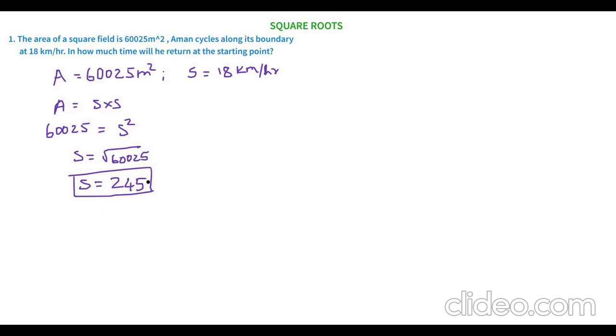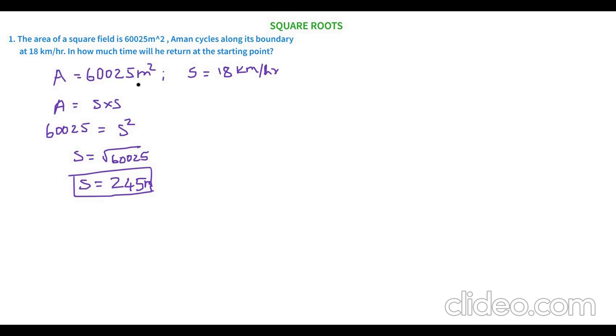So now we have found the side. Let me write the unit also. It is meter. So the side is 245 meters. Now what is given to us next? The next one given to us is speed. Speed is given as 18 km per hour. So speed is in kilometers per hour, but area is in meters square. We have to have the same units. It is better to convert a larger unit to a smaller unit, because converting a smaller unit to a larger unit will take it into decimals. So better we convert a larger unit to a smaller unit.